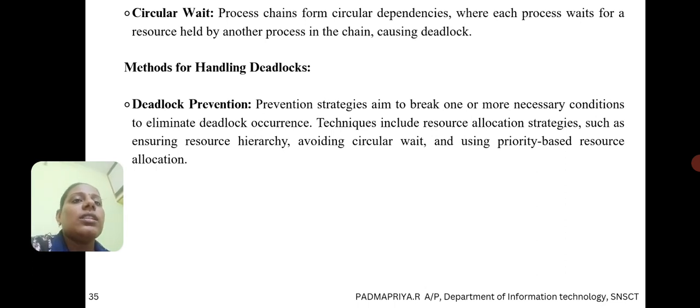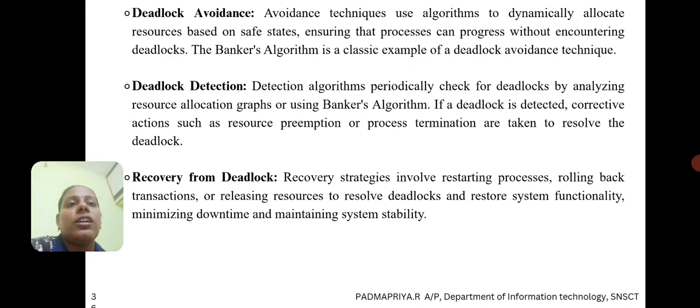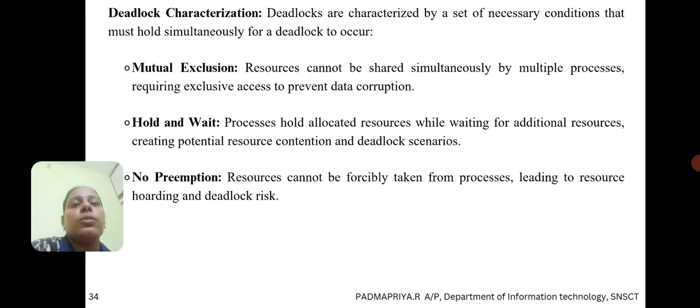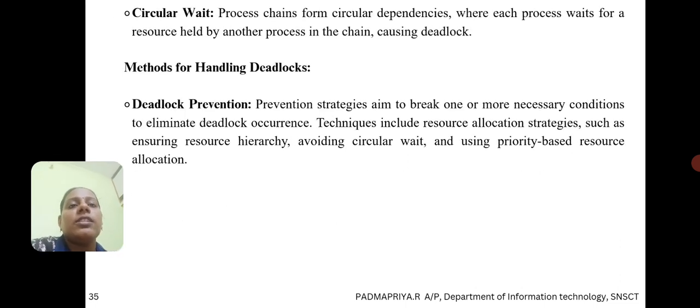What are all the methods for handling deadlock? To overcome this deadlock issue, we can find various types of methods. Those methods are deadlock prevention, deadlock avoidance, deadlock detection, and recovery from deadlock. In these methods, first we will see deadlock prevention.